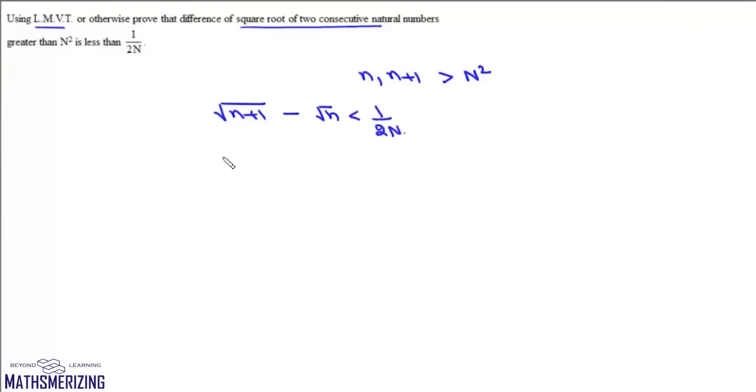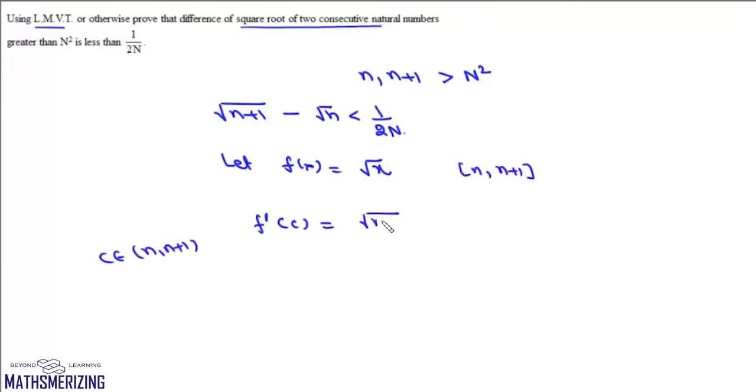Now what we'll do is we'll assume a function f(x) which is under root x in the interval n to n plus 1, and we'll apply Lagrange's mean value theorem. So we'll get at least one c in the interval n to n plus 1 such that f'(c) is under root of n plus 1 minus under root n upon n plus 1 minus n, which is under root of n plus 1 minus under root of n. Now what is f'(c)? f'(c) is 1 upon 2 root c.